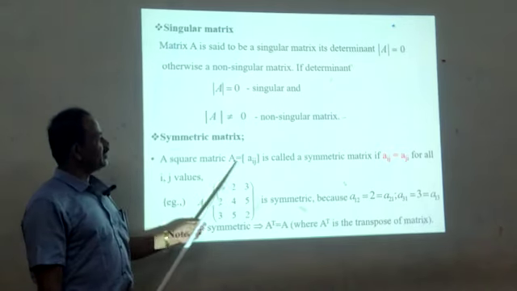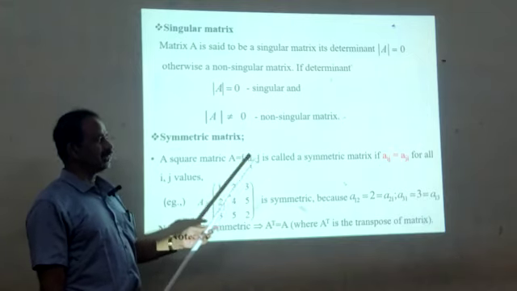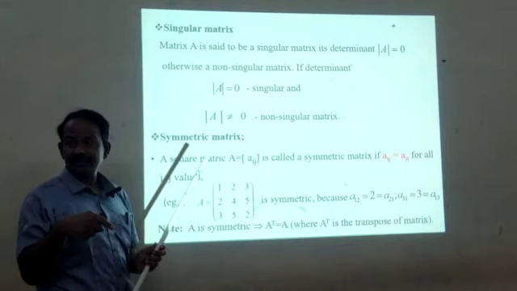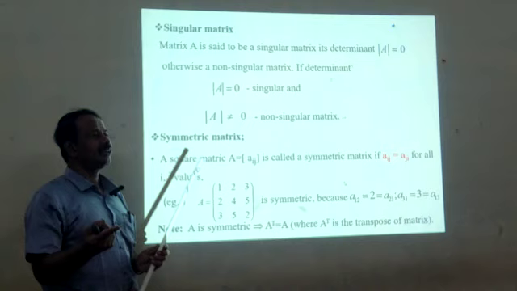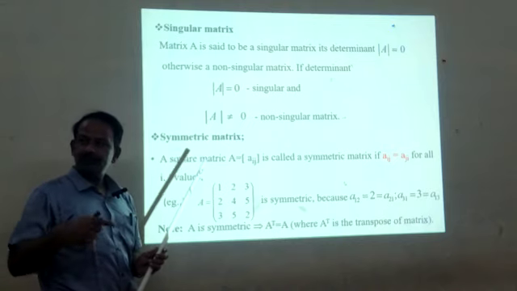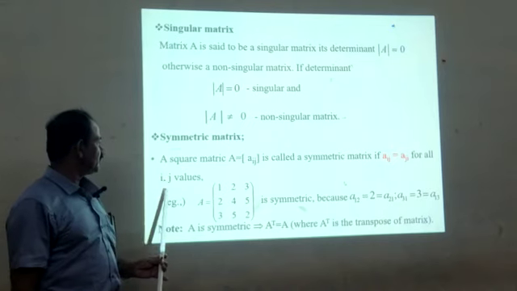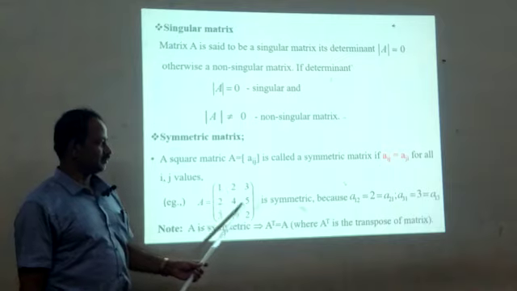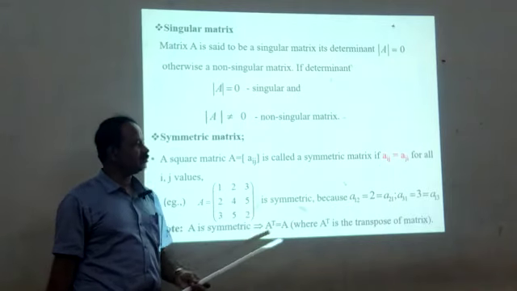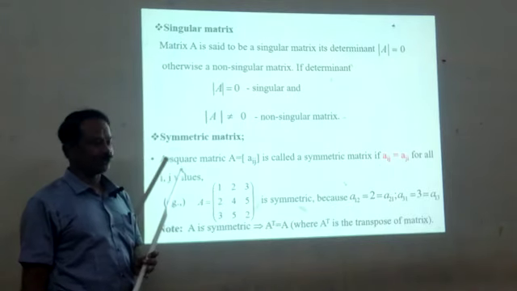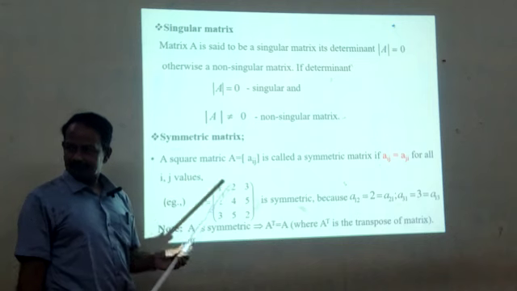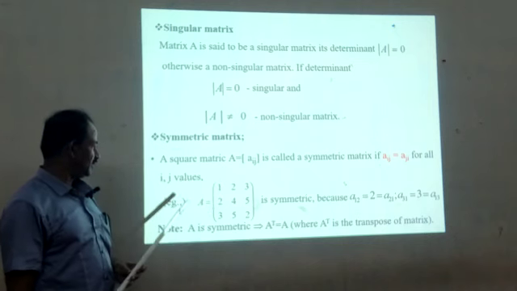A square matrix A equals Aij is called a symmetric matrix if Aij equals Aji. 1,3 becomes 3,1. 2,3 becomes 3,2. Okay, an example is given. Just take A12, the answer is 2, which is equal to A21. A31 is 3, which is equal to A13.